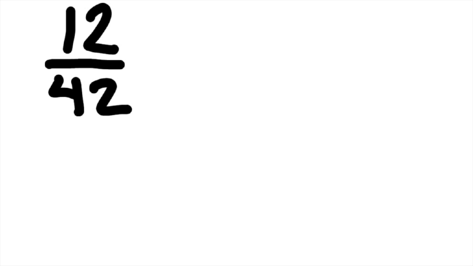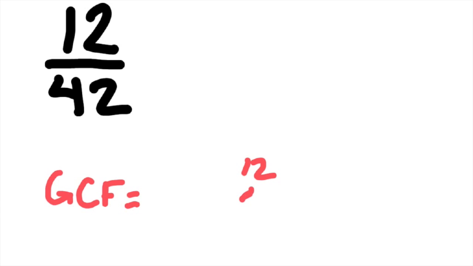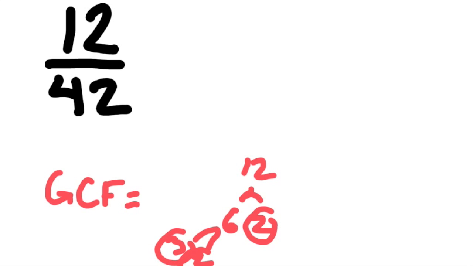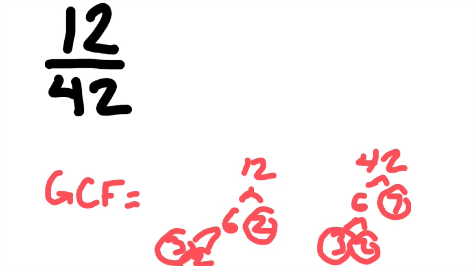Alright, so you don't need fancy weapons or anything to simplify fractions. All you need is the greatest common factor. And to find the greatest common factor, one way is to find the prime factorization of the numerator and the denominator. The prime factorization of 12 is going to be 2 times 2 times 3. The prime factorization of 42 is 2 times 3 times 7.